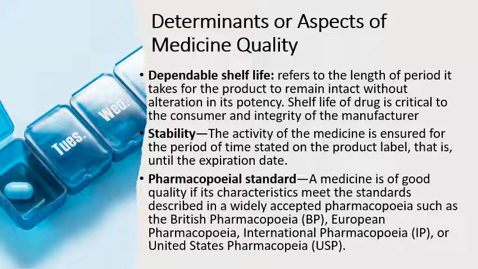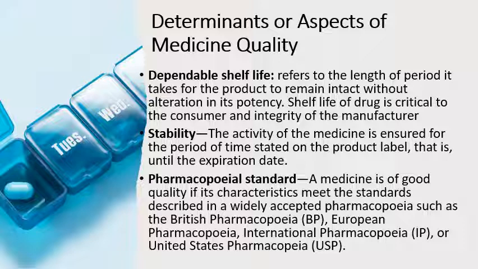Then also, dependable shelf life refers to how long the drug can be stored, how long it can be kept without its potency being altered. The shelf life of a drug is critical to consumers, and it is an integrity of the manufacturer. If a drug is supposed to last 5 years before it expires, and the consumer is not taking it in the next 3 years, in the next 4 years, the drug should still be found to be active.